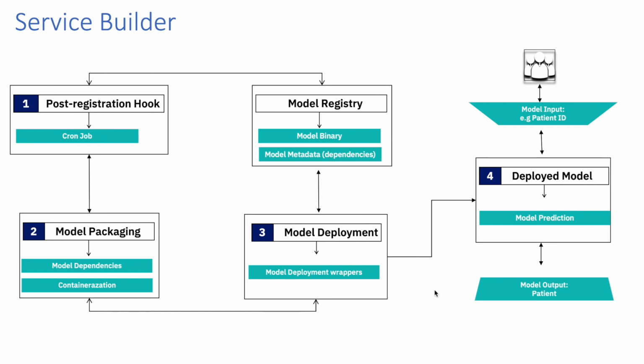In step number 4, using the model endpoint, potential users, for example data scientists or product managers, can interact with the model now deployed as a microservice through a Swagger-based interface. In the interface, they provide inputs to the model, for example patient ID, which is then passed to the model for prediction, and response is returned to the user.